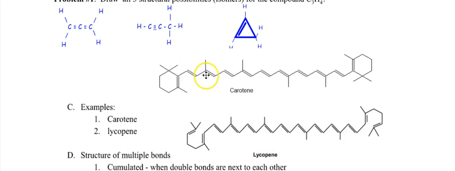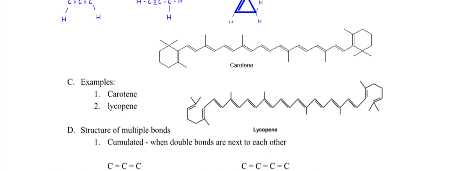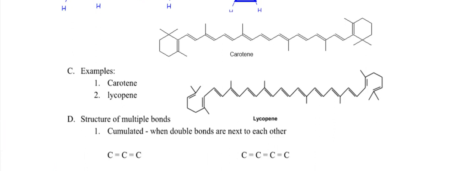So anyway, alternating double bonds. I have a double bond, single bond, double bond, single bond, double bond, single bond. Do you see that? So anyway, we have a term that describes the positioning of these double bonds. The first one is called cumulated. A cumulate is when the double bonds are next to each other. And if you look at both carotene and lycopene, none of them are next to each other. So they are not cumulated, as the examples are here.